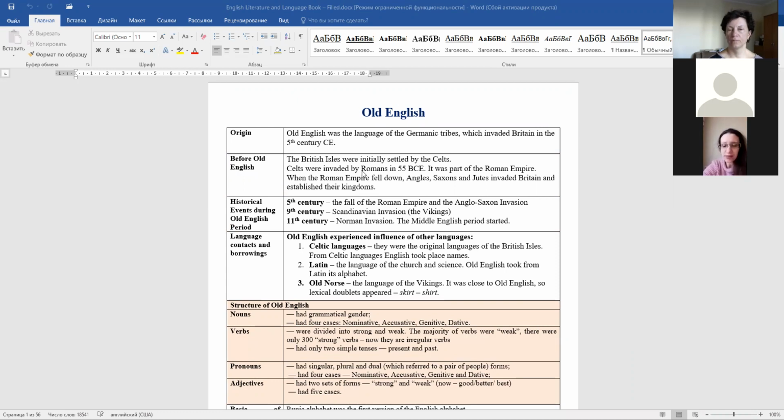The British Isles were initially settled by the Celts. Celts were invaded by Romans in 55 BC. It was a part of the Roman Empire. When the Roman Empire fell, Anglo-Saxons and Jutes invaded Britain and established their kingdoms.